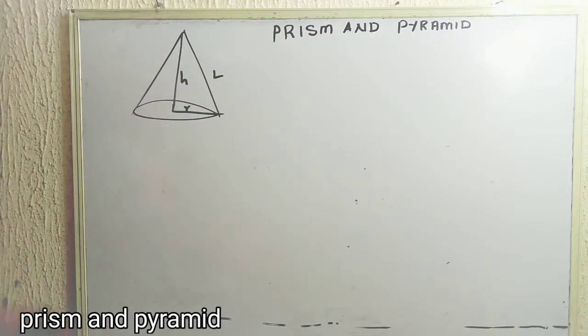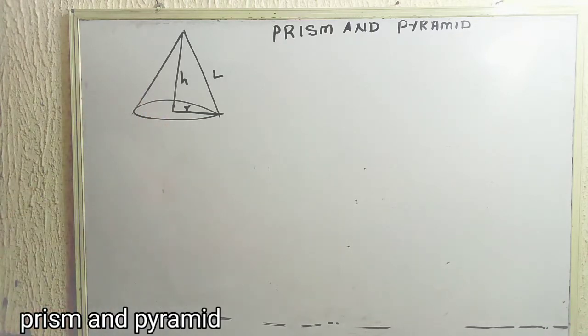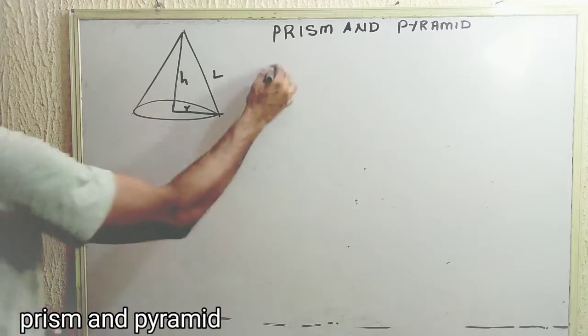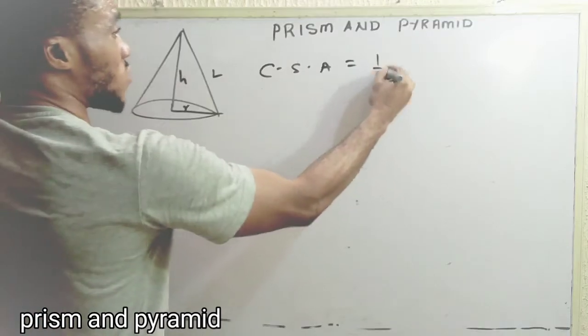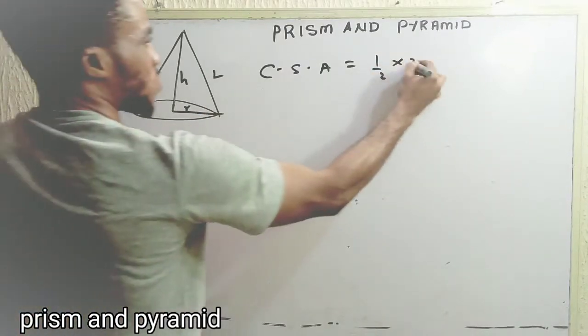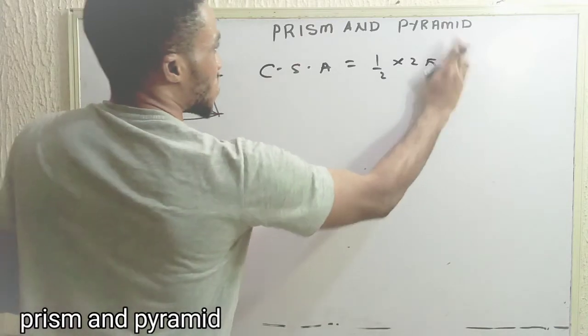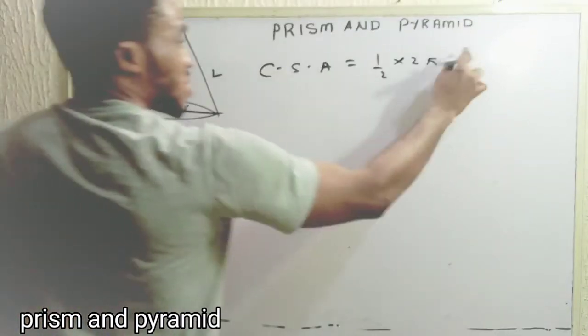Now there's a little bit of difference when you are getting the formula for the curved surface area, total surface area, and the volume. So you just have to be more careful. If you are required to get the curved surface area of a pyramid, it normally begins with 1/2, then the perimeter of the base, which is 2 pi r, times the slant height.